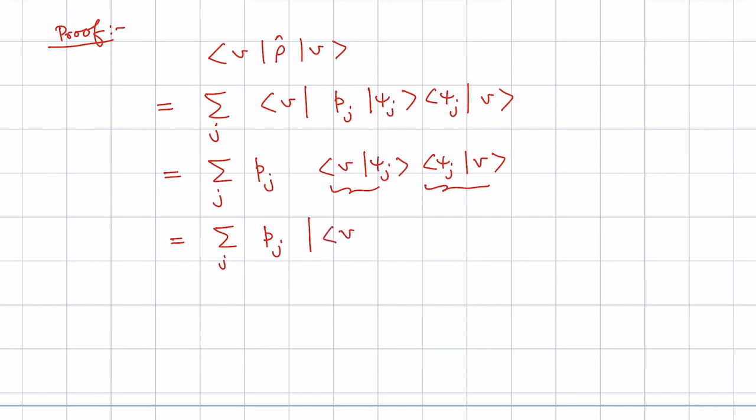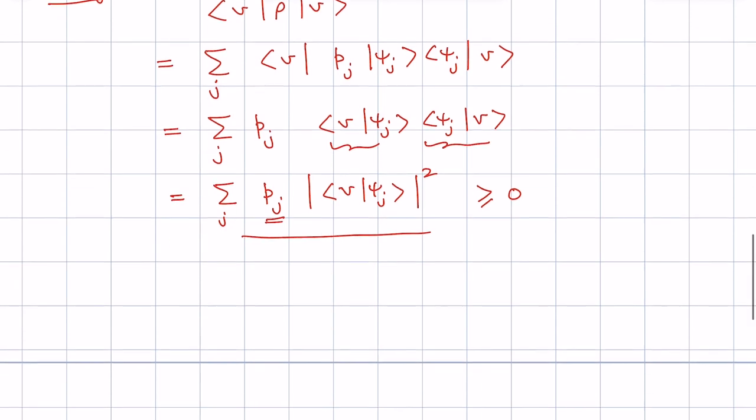the scalar product ⟨ψ_j|v⟩, mod square. Now this has to be greater than or equal to 0, since the right hand side, as you see, is a sum of numbers that are always positive, or it may be 0. That's why this relation has to be always satisfied. We have used the fact that the probabilities p_j are real and non-negative, and that is always the case.